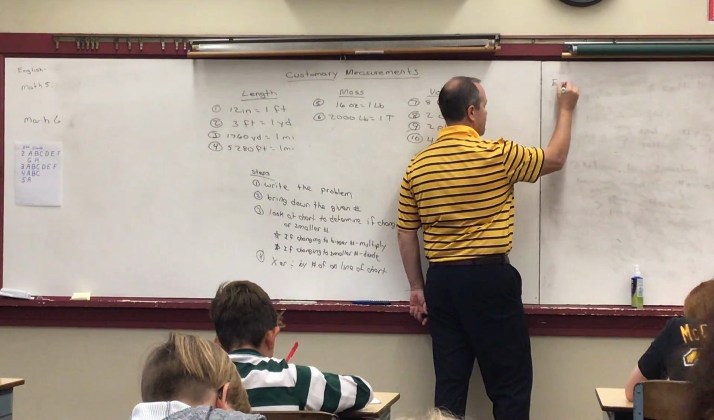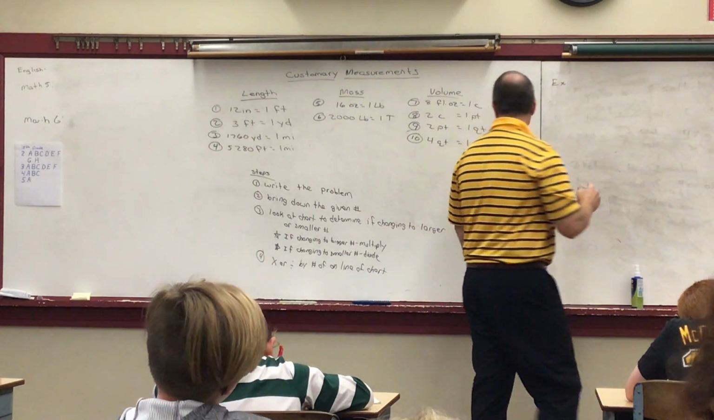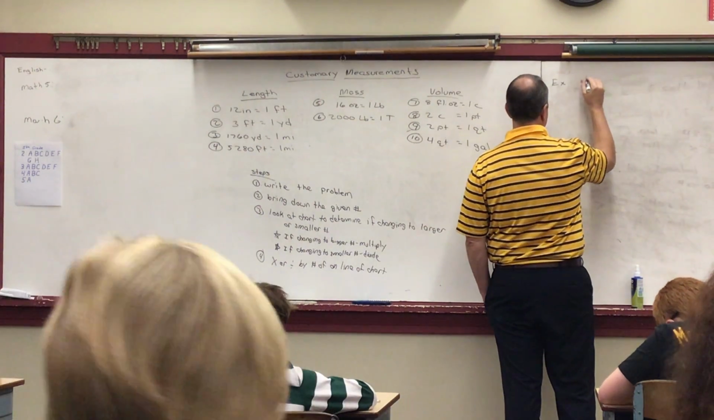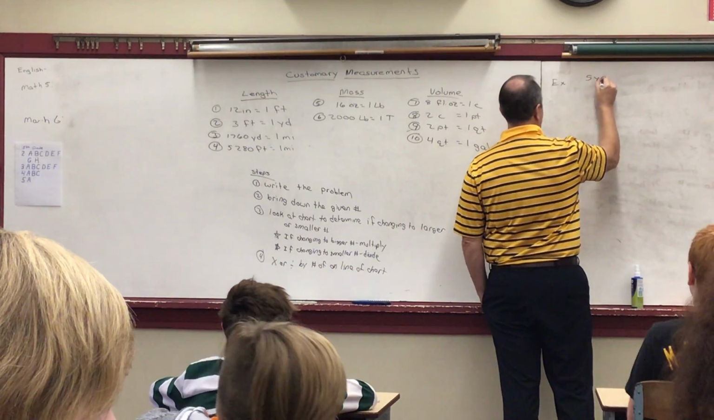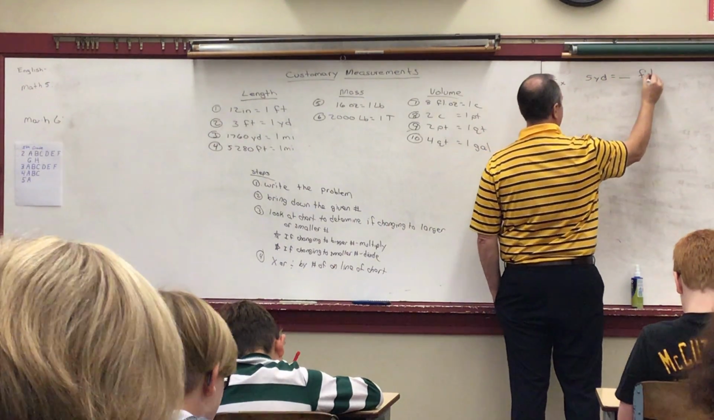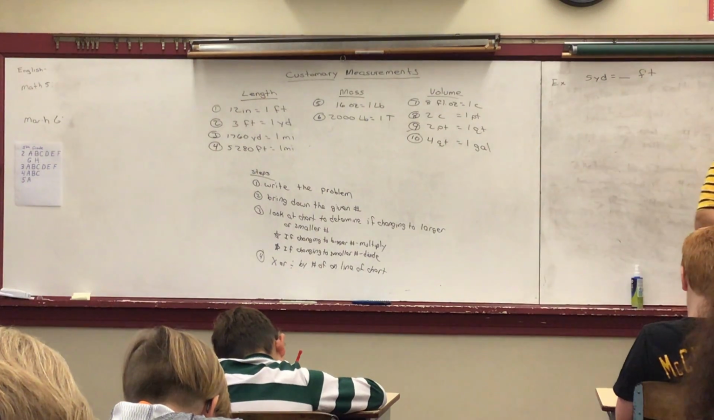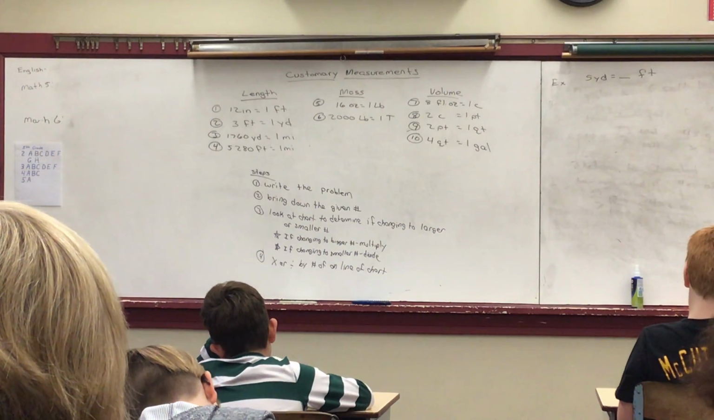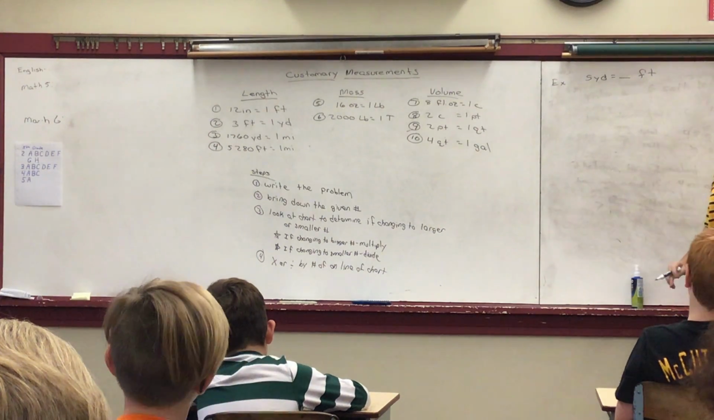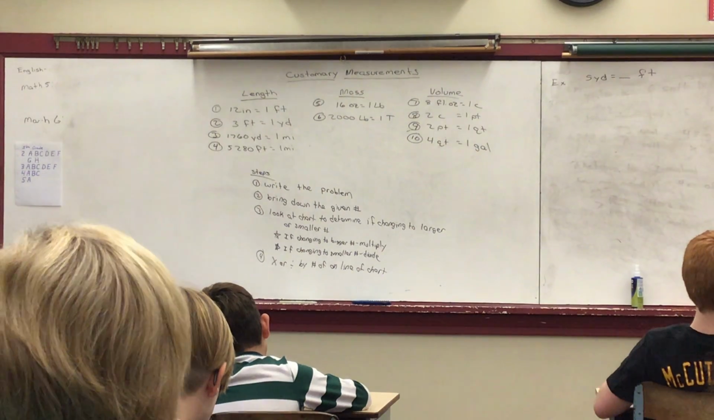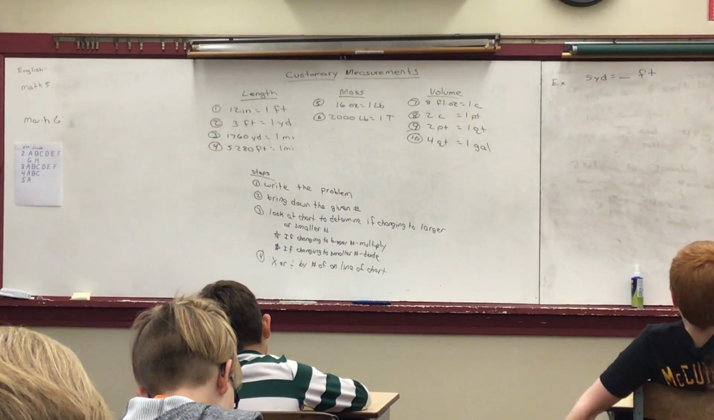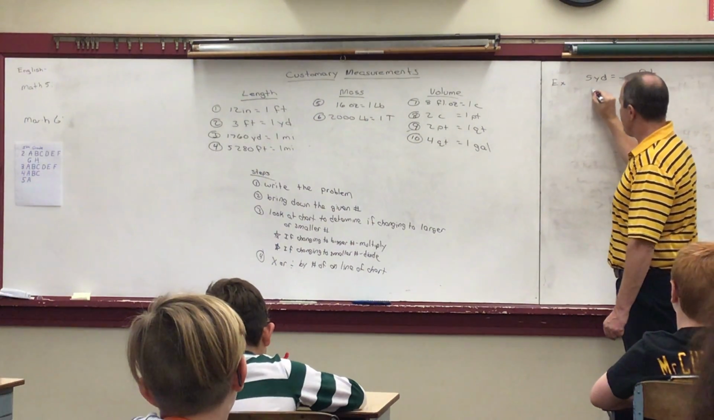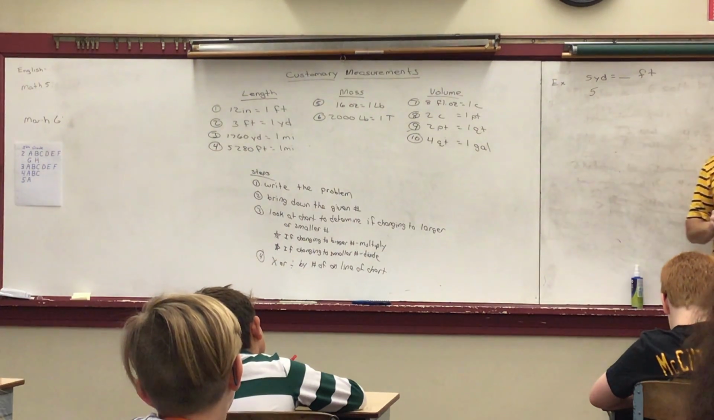Okay, so example. If we have 5 yards equals blank feet, the first thing that you would do on your paper, you would write 5 yards equals blank feet. That's step 1. Step 2, it says bring down the given number. We're given the 5. So we're going to bring down the 5.